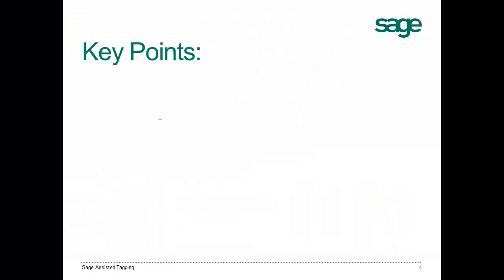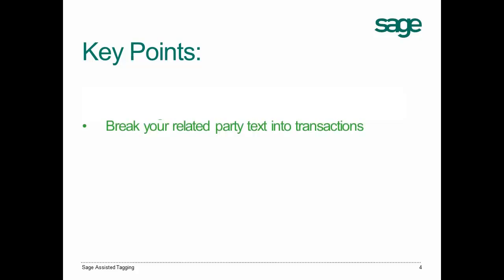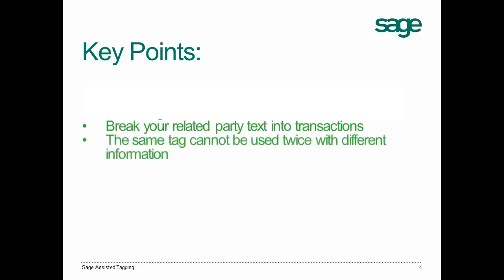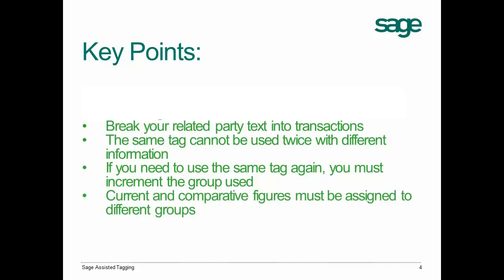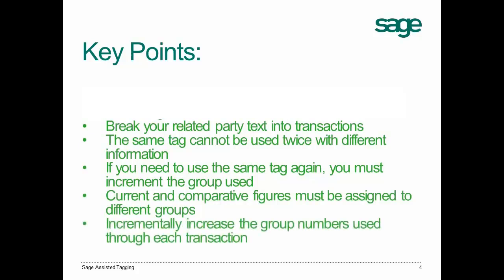Let's have a look at the key points we've gone through. We know we need to break your related party text into those transaction elements. We know that the same tag cannot be used twice with different information. If we do need to use the same tag again, we must increment the group numbers used. Current and comparative figures must be assigned to different groups, and we need to incrementally increase the group numbers used through each transaction.